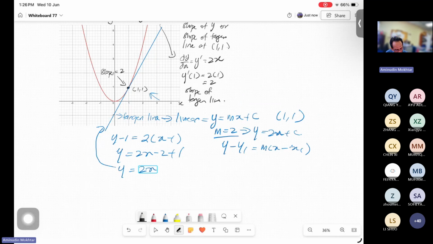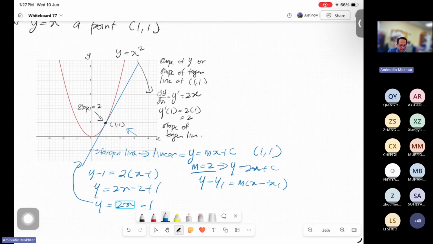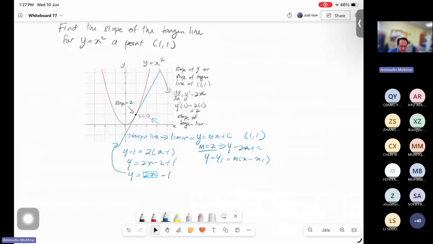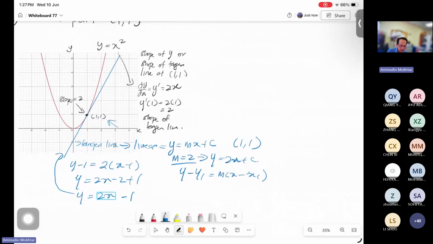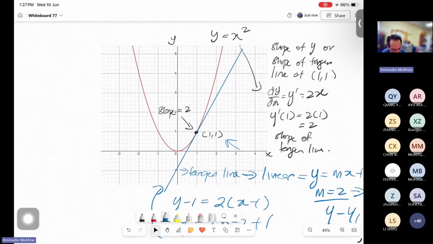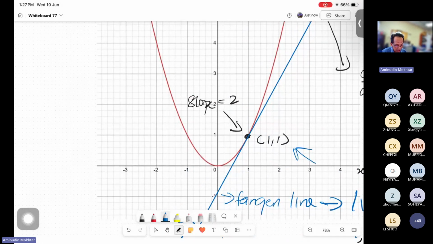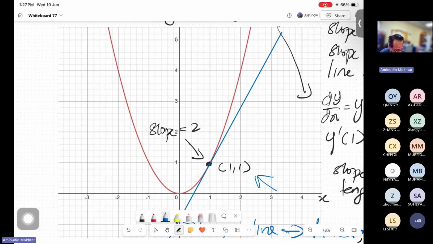So the equation of this tangent line is y equals positive 2x minus 1. That's how to find the tangent line based on the linear equation, and we can also apply dy/dx. That is the use of dy/dx for the tangent line. Okay, for your homework, to help improve your understanding.